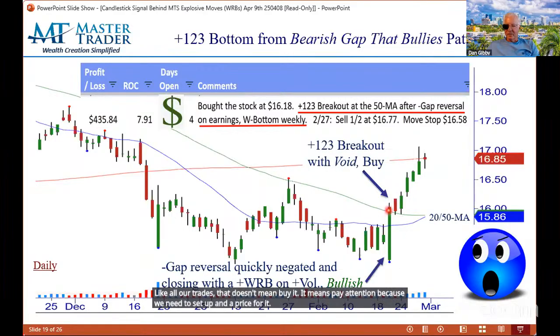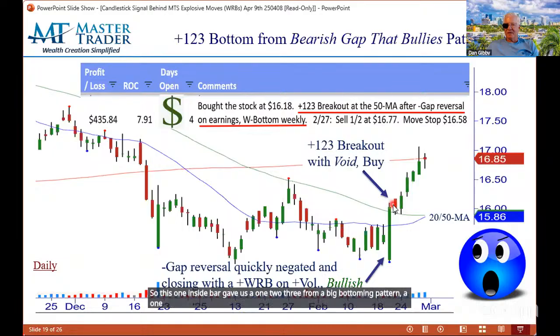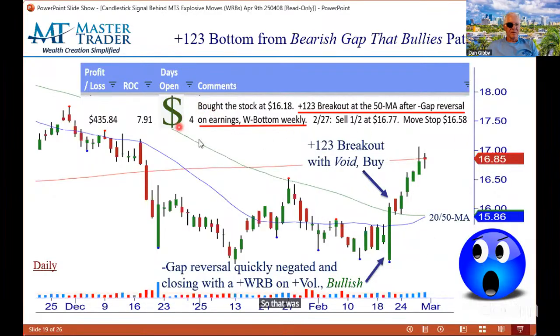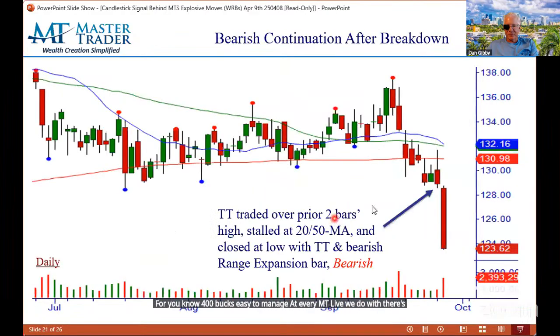So this one, inside bar, gave us a 1, 2, 3 from a big bottoming pattern, a 1, 2, 3 with a gap negated. So there's this shock element that Greg was talking about in a couple other patterns. So that was our entry. Nice 4-day swing trade for $400, easy to manage. So at every MT live we do, there's so many examples we could show you.